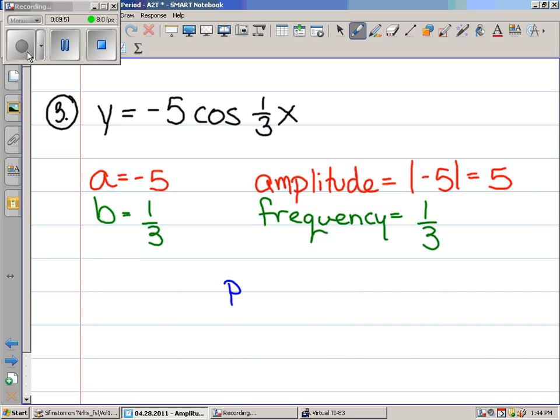And the period. What is the period? Very nice. Yeah, it is 6 pi. It's 2 pi divided by a third. And if you're not so good at doing that kind of algebra, just use your calculator. Type in 2 divided by a third. You'll get 6. This is 6 pi.